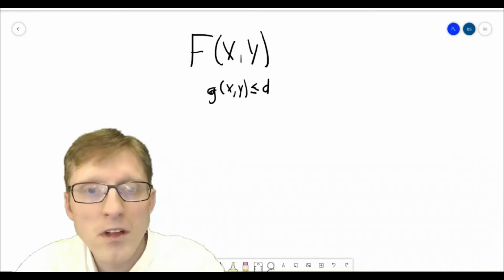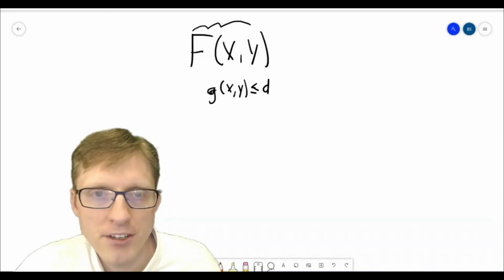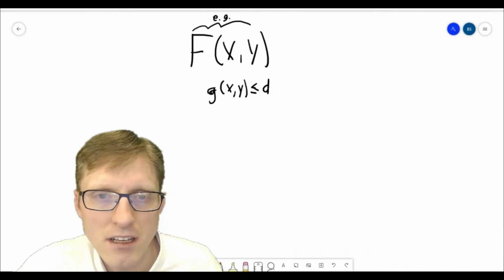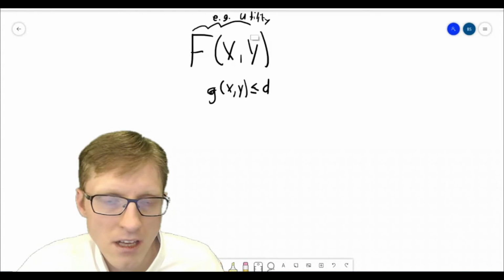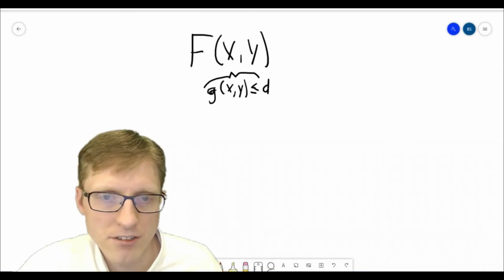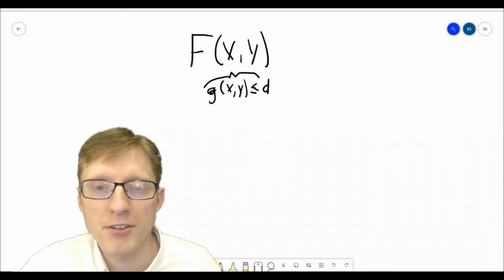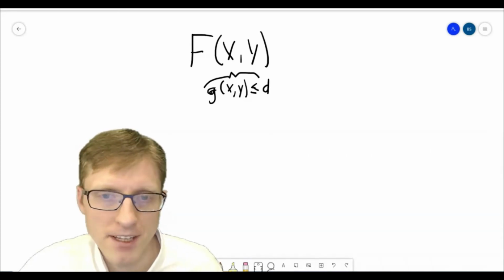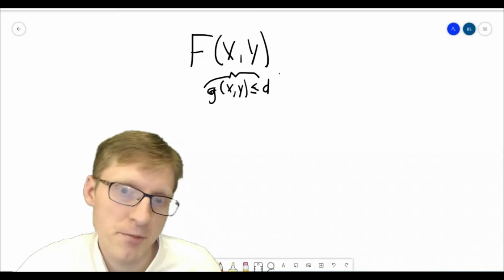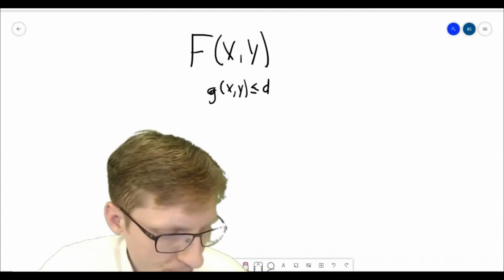Okay, so for example, this function f here could be the utility function. And this function here, this g of x and y, is something like the expenditure function, how much a person is buying. And the idea is that this has to be less than their income, which might be represented by d. Okay, so that's the basic setup.